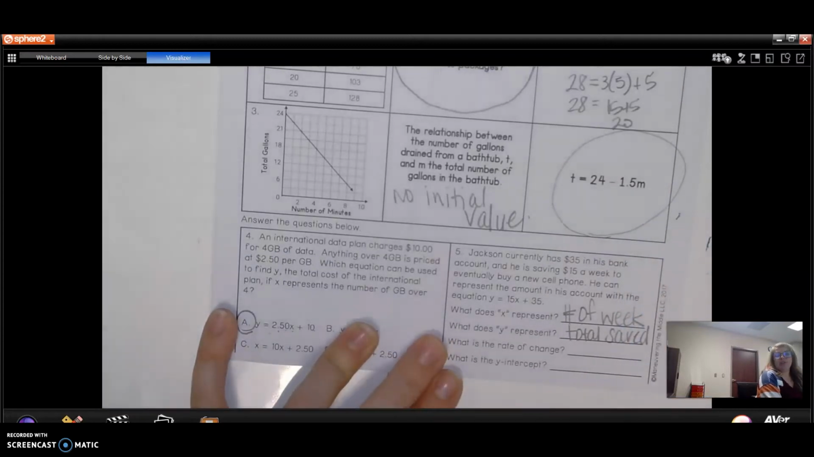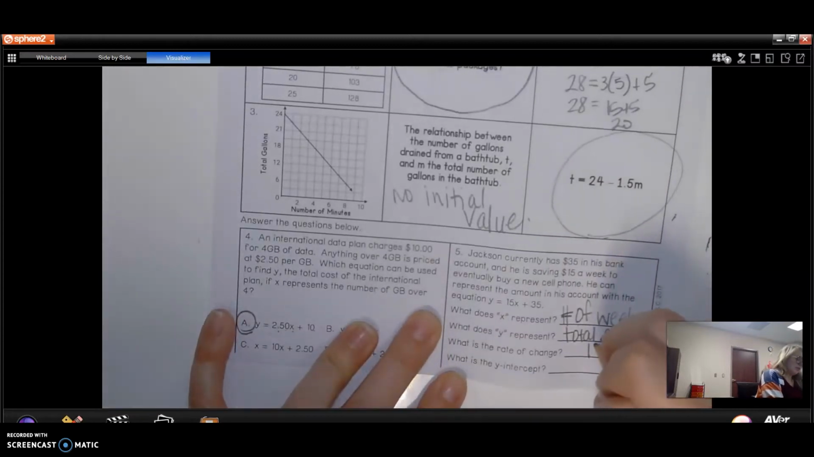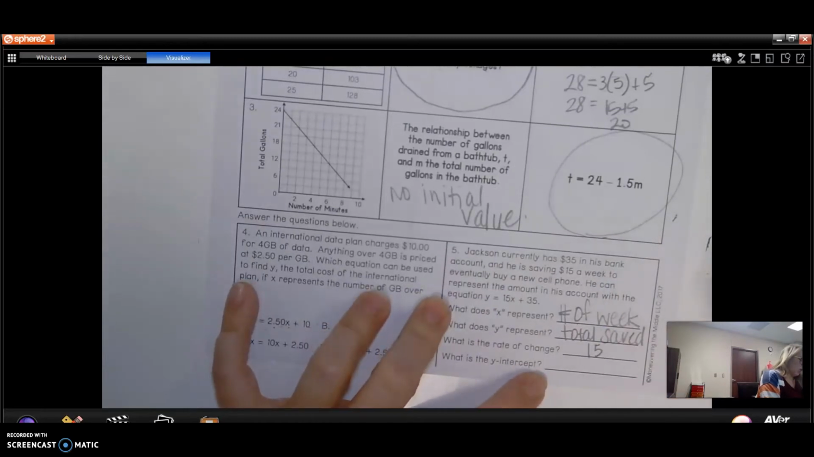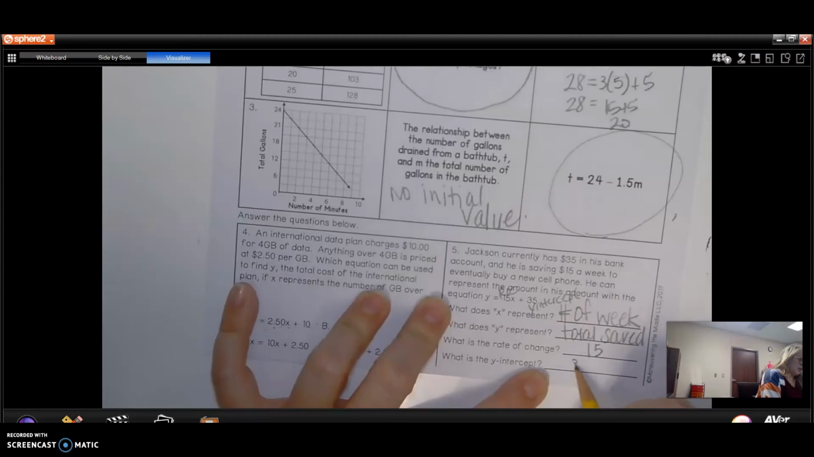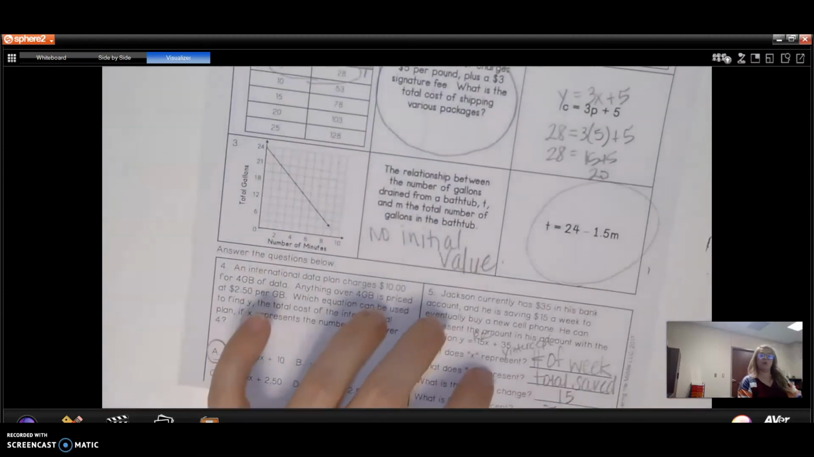Okay. The rate of change is going to be 15. And the Y-intercept is going to be, and because I know the rate of change was right here, and the Y-intercept is right here, the Y-intercept is going to be 35. And we will practice some more of this in class.